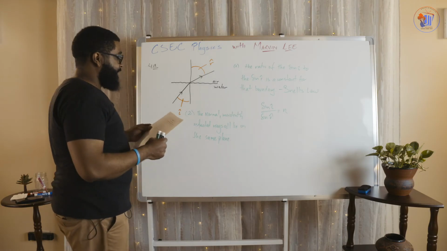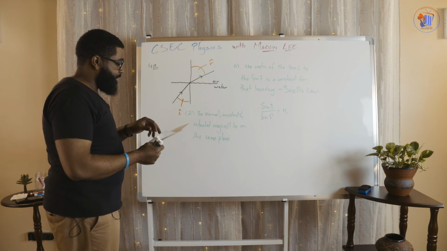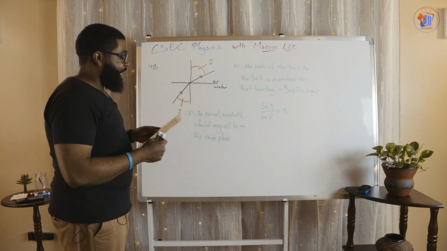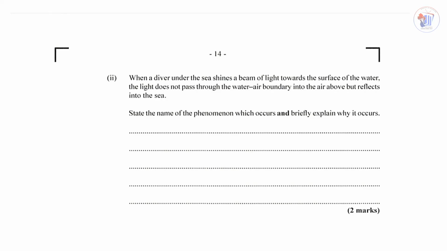All right. The second part of part A asks, when a diver under the sea shines a beam of light towards the surface of the water, the light does not pass through the water-air boundary into the air above, but reflects into the sea. State the name of the phenomenon which occurs and briefly explain why.